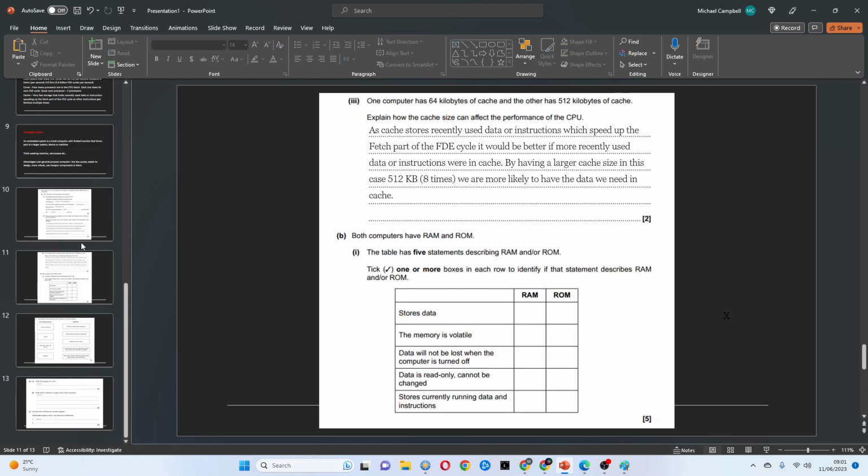The table has 5 statements. Stores data, so RAM and ROM. Both could store data, but I'm assuming it's RAM and ROM because they can both store data and instructions, because the ROM could have some settings in it. The memory is volatile, so that is RAM. Data will not be lost when the computer is turned off, that's the opposite, so that's ROM. Data is read-only, well, that's read-only memory. It stores current running data and instructions, and that is RAM.